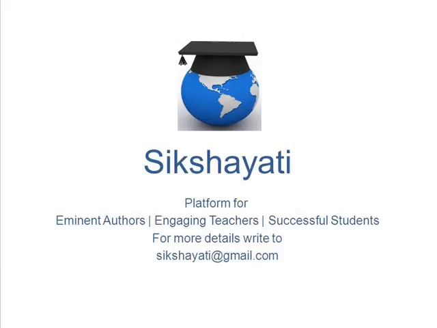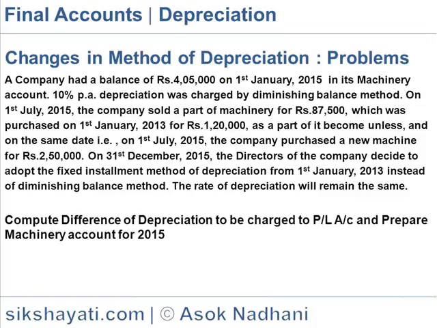Changes in method of depreciation. A company had a balance of rupees 4,05,000 on 1st January 2015 in its machinery account. 10% per annum depreciation was charged by diminishing balance method. On 1st July 2015, the company sold a part of machinery for rupees 87,500, which was purchased on 1st January 2013 for 1,20,000, as a part of it became useless. On the same date, that is on 1st July 2015, the company purchased a new machine of rupees 2,50,000.